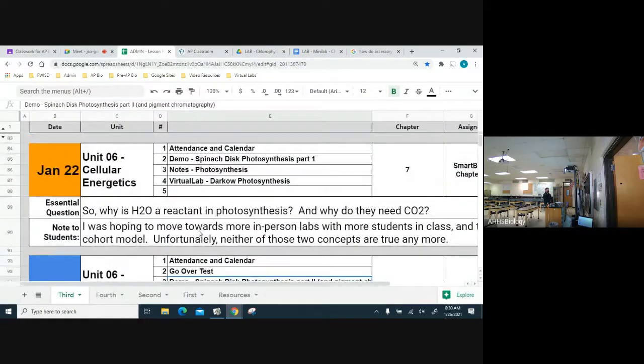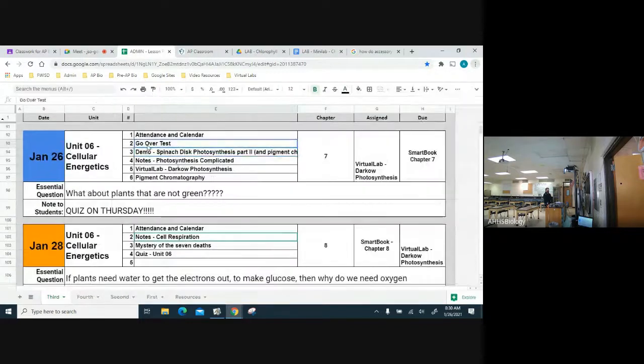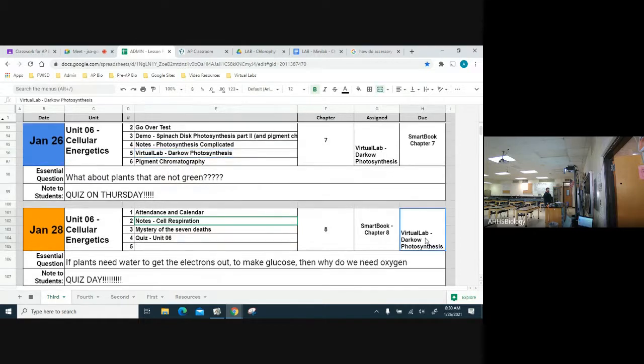All right. Today's goal, let's see, we are right here. We're going to go over the test. I'm going to show you guys the spinach disc photosynthesis thing here in a second, and also some pigment chromatography, although I have to mix my chemicals here. That shouldn't take me very long. We're going to finish up photosynthesis notes, and we will have time to finish up the lab. Today, SmartBook Chapter 7 is due, and on Thursday, the virtual lab on photosynthesis is going to be due, that we'll have some time to finish up today.